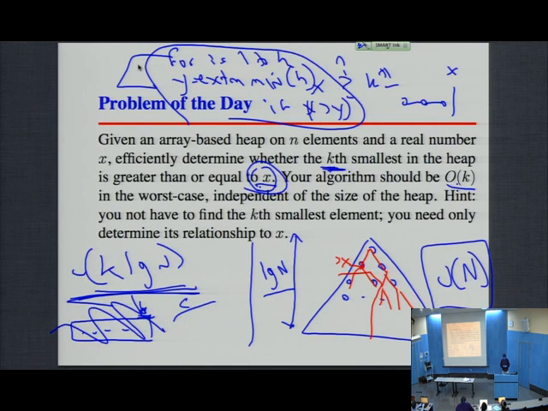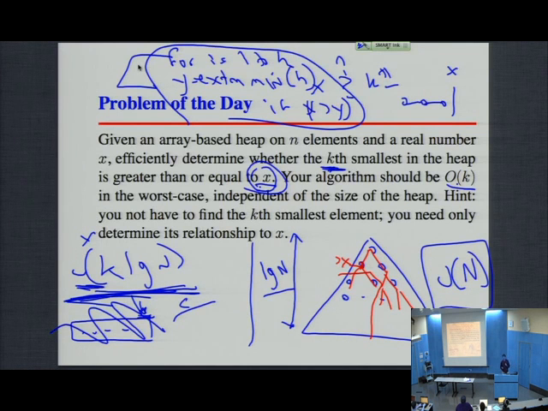Now I have an order n algorithm, and I have an order k log n algorithm. Which is better? It depends. If I give you k equals n, I tell you to find the biggest element in the heap, this is bad, and this is better, right? If I ask you to find the third largest element in the heap, or the fourth largest element in the heap, then this one is better. Does everybody see that?